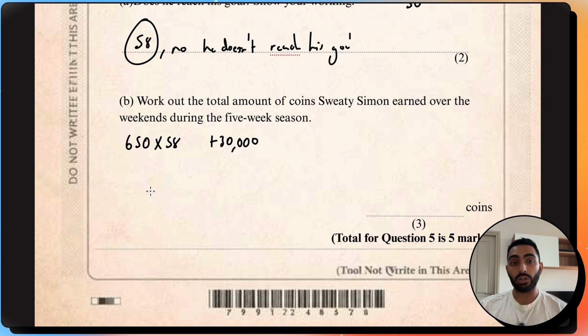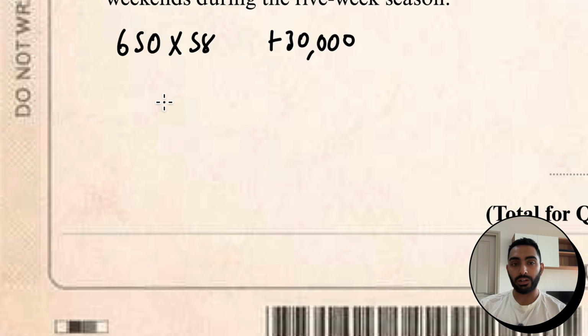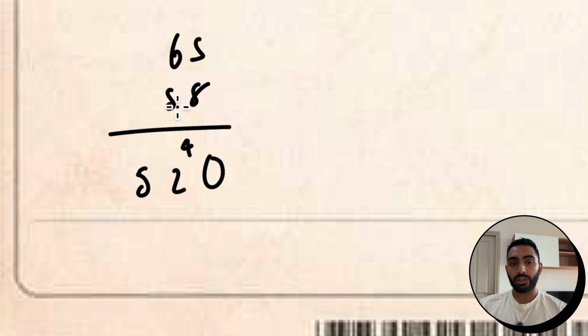I'm going to do it using column multiplication. I'm just going to do it as 65 times 58, and then I'll just put an extra 0 at the end. 8 times 5 would be 40. 8 times 6, 48, plus 4 would be 52. This 5 isn't just a 5, it's a 50, so we need to put a 0 down first.